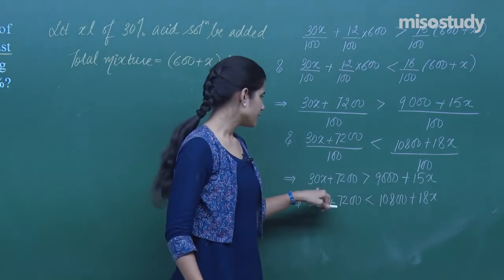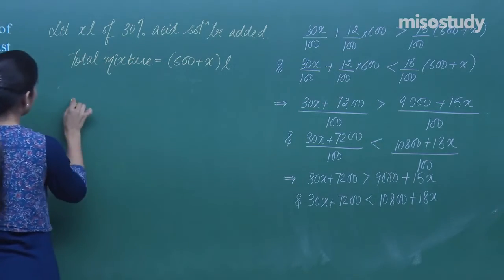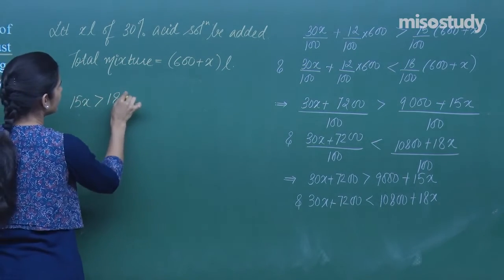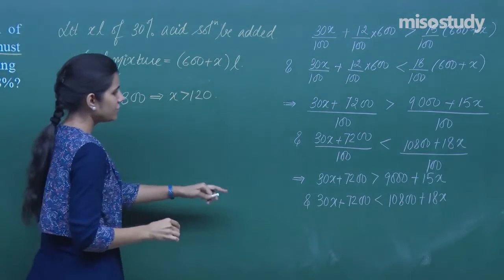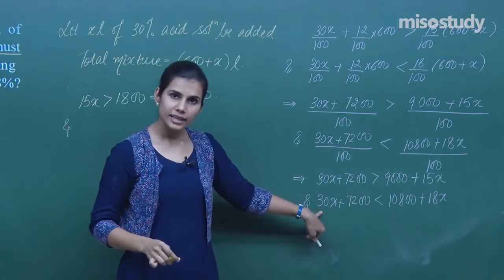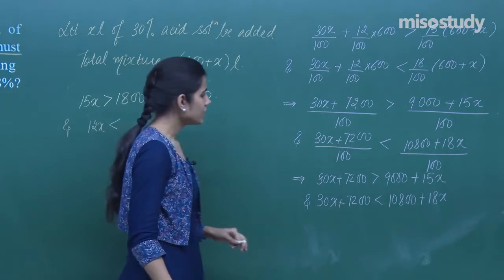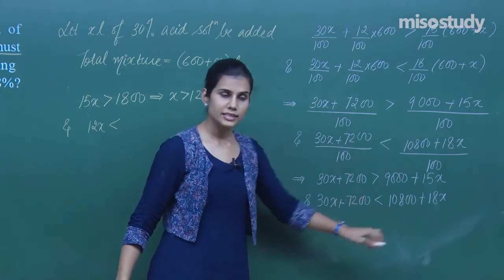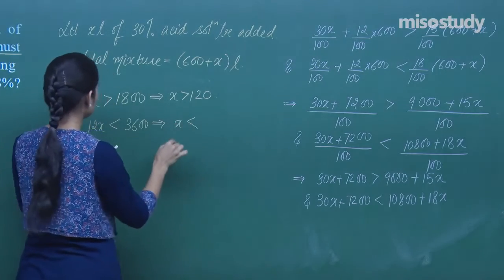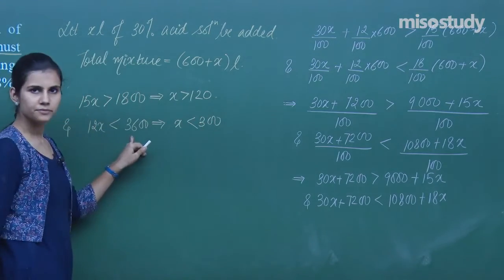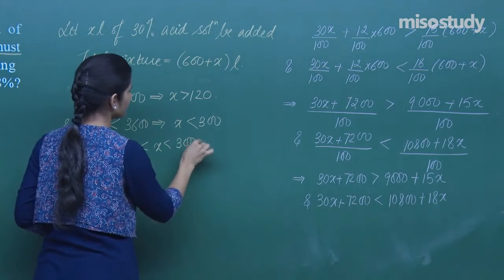30x minus 15x is 15x, which is greater than 9,000 minus 7,200, which is 1,800. So you have 15x greater than 1,800, which implies x is greater than 120. And again you have 30x minus 18x, that is 12x, less than 10,800 minus 7,200, that is 3,600, which implies x is less than 300. Therefore, x is greater than 120, less than 300.